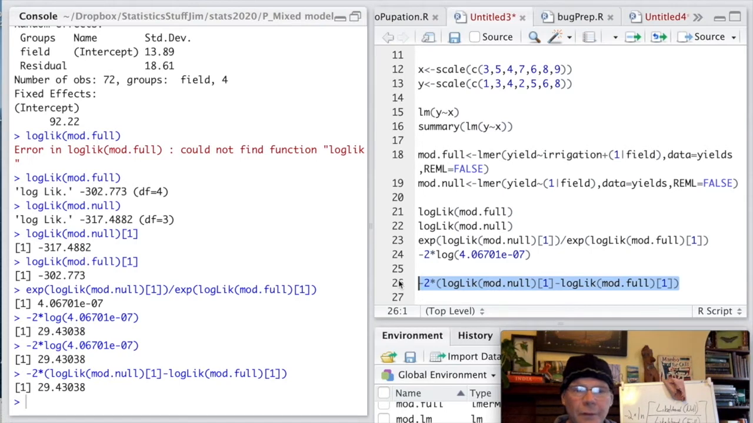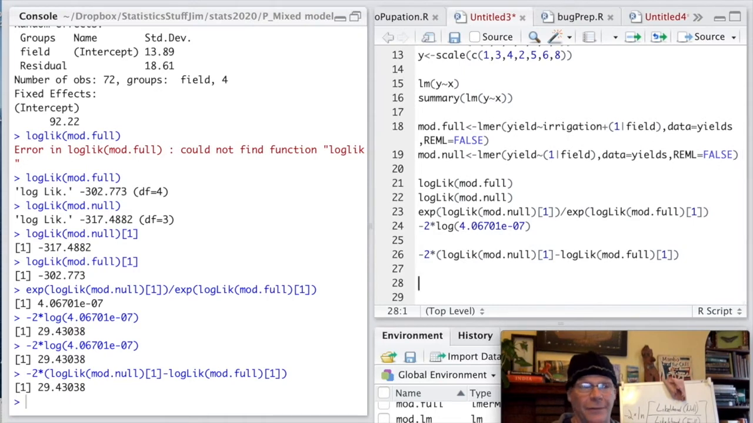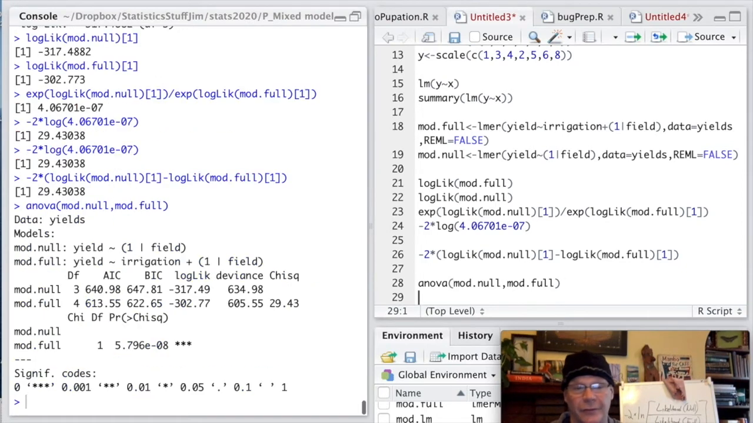Okay, so built into R, we can do this without doing all of that math. We can use that lowercase anova function. And that lowercase anova function, if we were to give it 2 models, we'll give it our null model, and then we're going to give it our full model. What it will do is it will do the likelihood ratio test for us. So I go ahead and I do that.